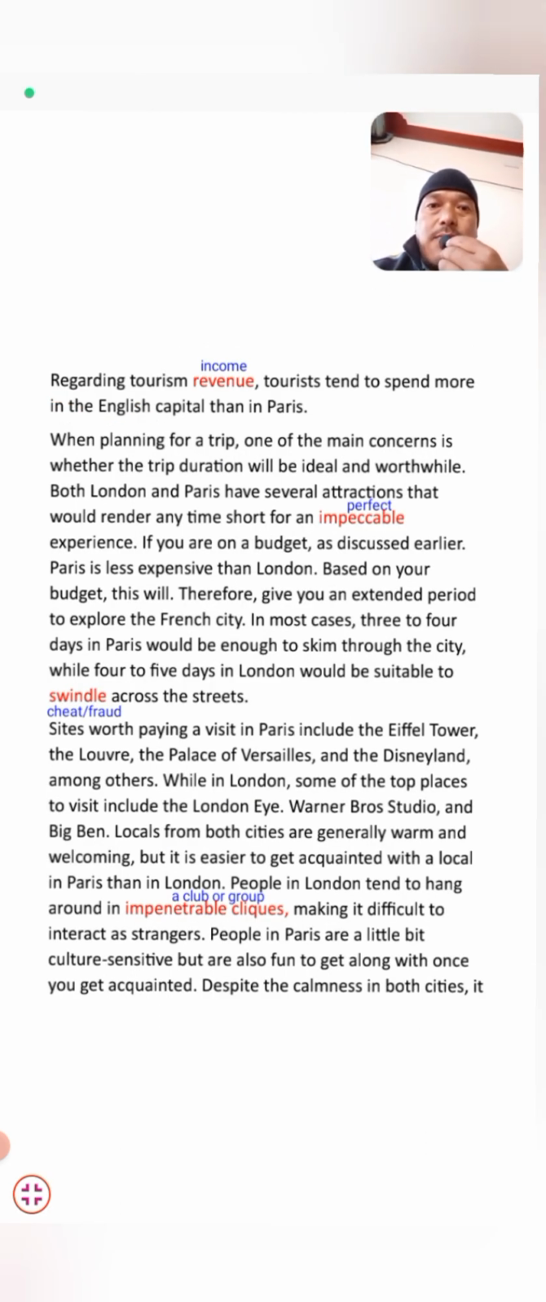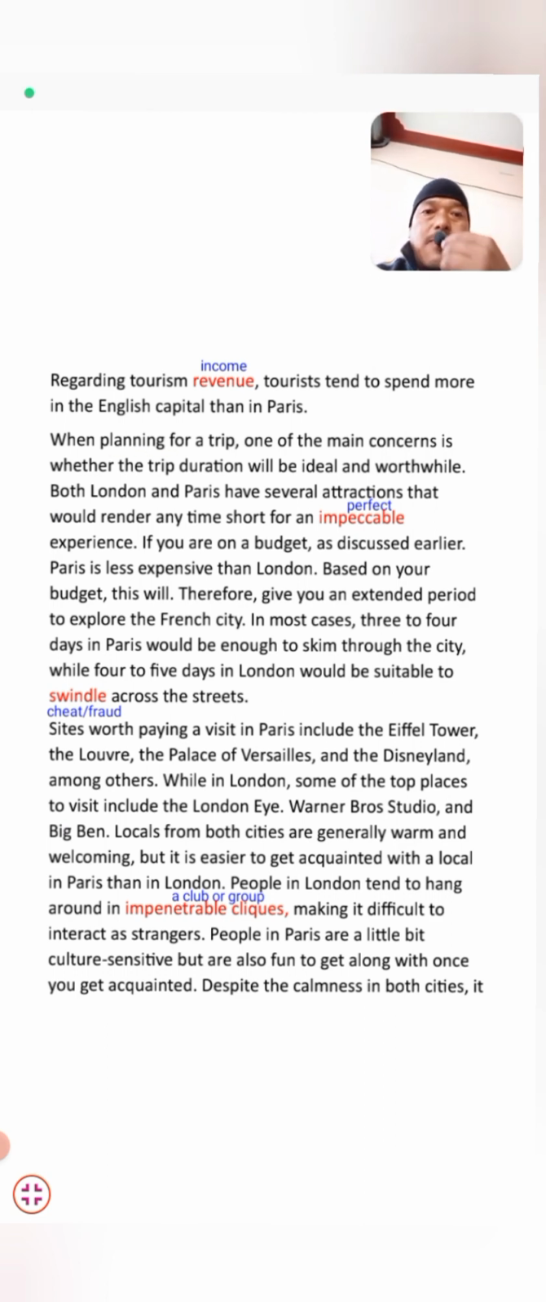Regarding tourism revenue, tourists tend to spend more in the English capital than in Paris. Revenue means income. If you talk about tourism revenue, London is far ahead of Paris.